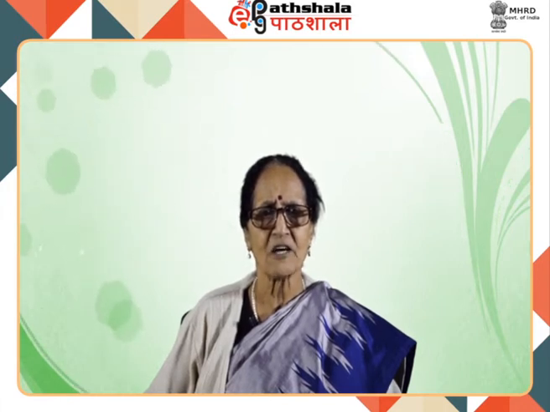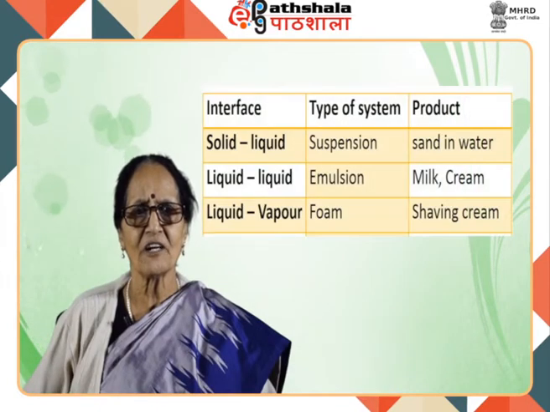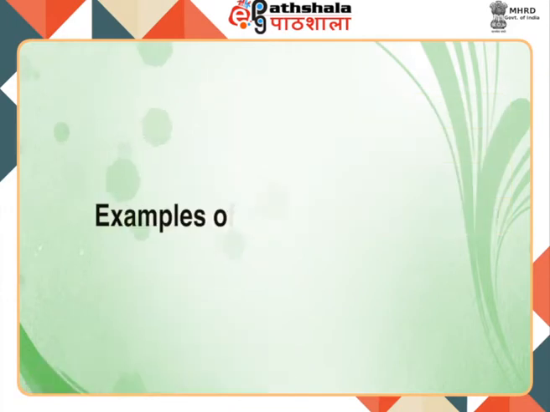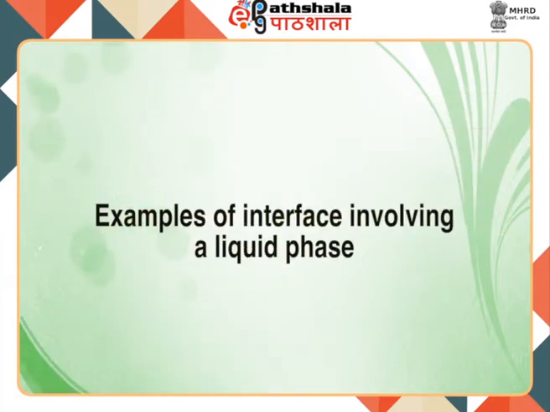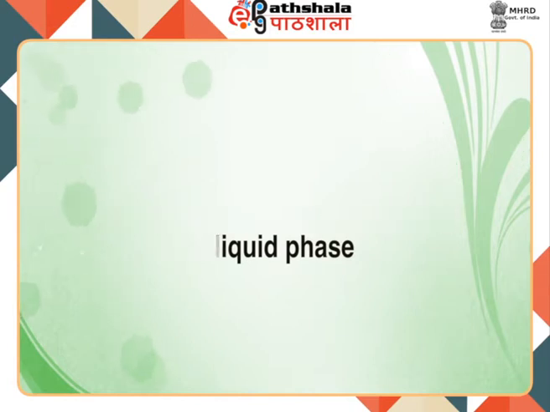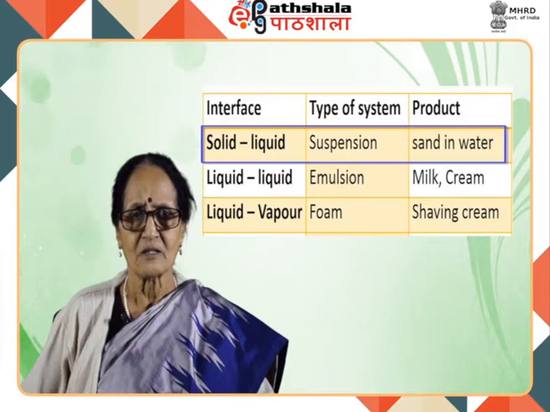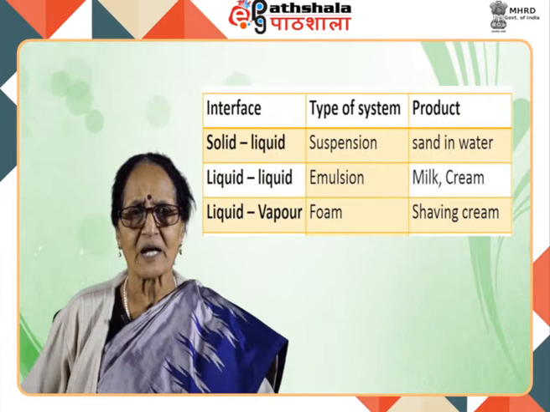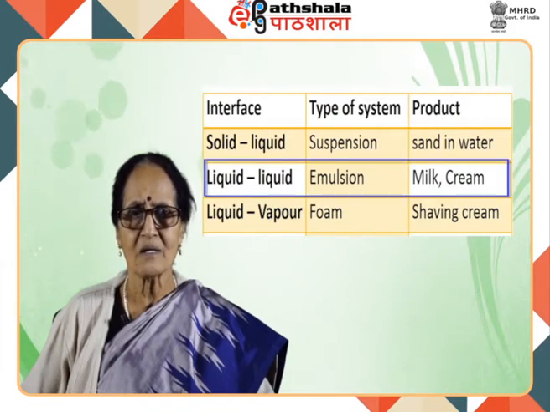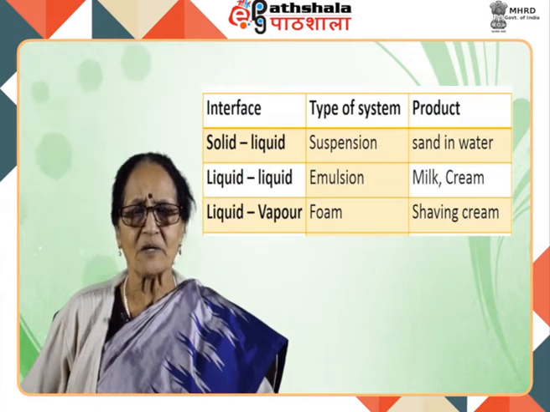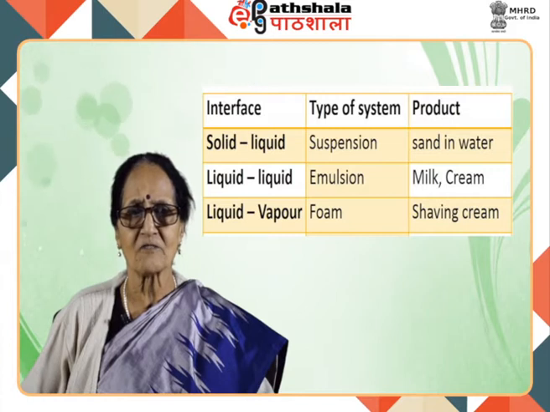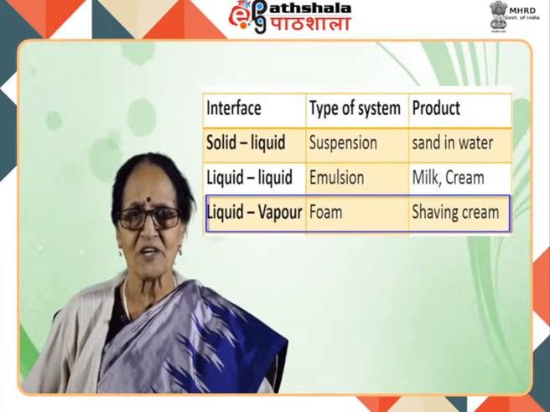Generally, we have interfaces which have water as the liquid phase. Some examples of the different interfaces and products are as shown in the table. Examples of interfaces involving a liquid phase. We have solid-liquid, it is a suspension, and the example is sand and water. Again, liquid and liquid, we have the type of system is emulsion, and the example is milk or cream. Liquid-vapor interface, the type of system involves a foam, and the example includes shaving cream.